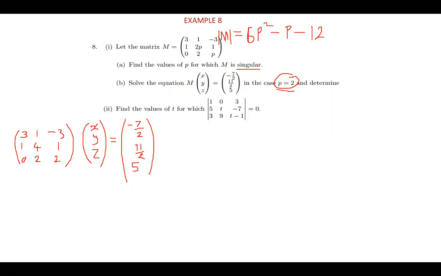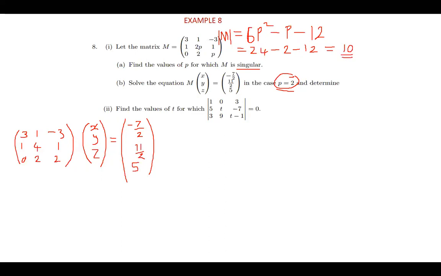So when P is equal to 2, meaning where there is P there, you just replace it with 2. So it's going to be 2 squared there to be 4. And then 4 times 6, you get 24. And then minus, you put 2 there where there's P, then minus 12. So here the determinant that you're going to get will be 24 minus 12, you get 12. 12 minus 2, you get 10. So your determinant is going to be 10.